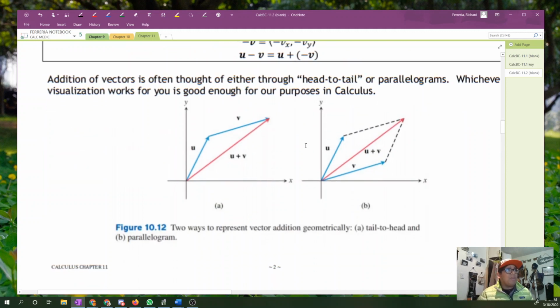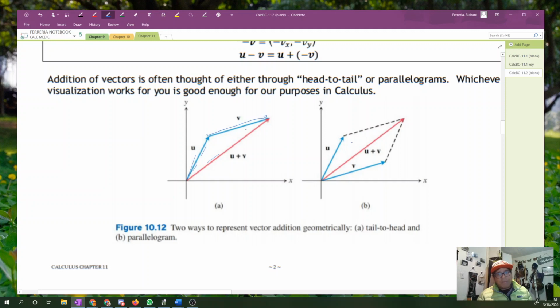And then over here, addition of vectors is often thought of in one of these two methods, either A or B. This is what we call head to tail or tip to tail. If we're adding u and v, then we take u and then we take v and we translate it. Sorry, we put the tail of v to the tip of u, and wherever the tip of v ends up, that's going to be u plus v.